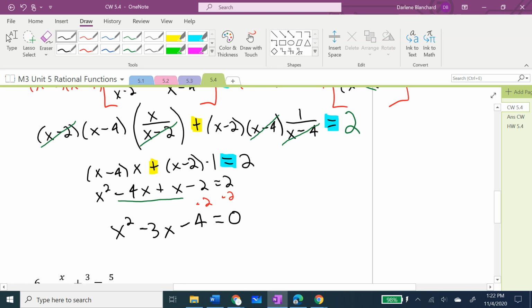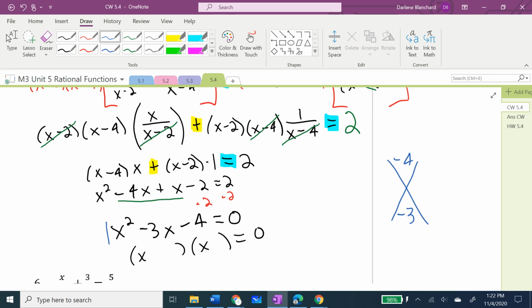And I'm back to factor fun. I now need to find a times c is going to be negative 4. B is negative 3. I need to find two numbers that multiply to give me negative 4, add to give me negative 3. And what are those numbers?